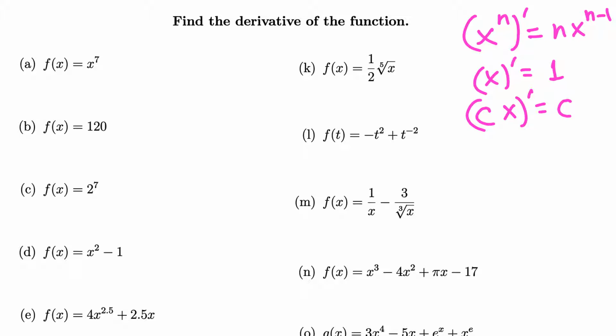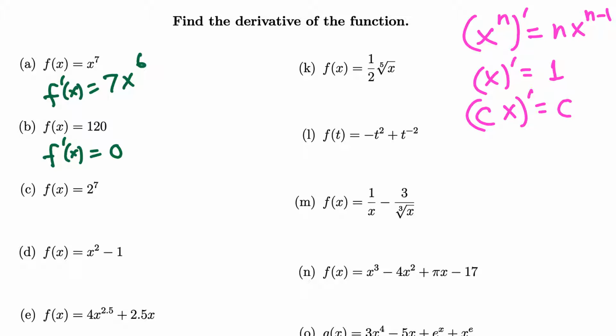Okay, so in part A we have x raised to 7. So from the power rule, the derivative is 7x to the 7 minus 1, 6. In part B we have a constant 120, and we know that the derivative of a constant function is just 0.